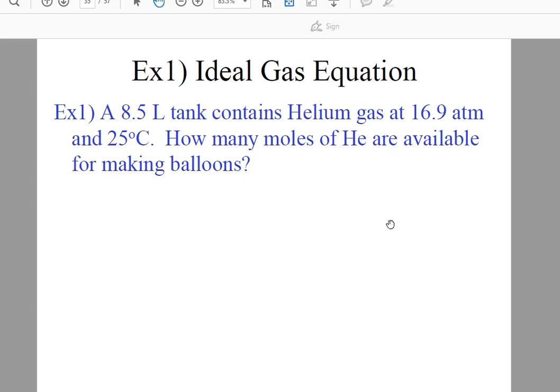Well, R, from the previous slide, R is always 0.0821. So wherever I have R, I just put that number. And then temperature was 25, so how'd I get 298? Plug that in. And then I'll multiply this.